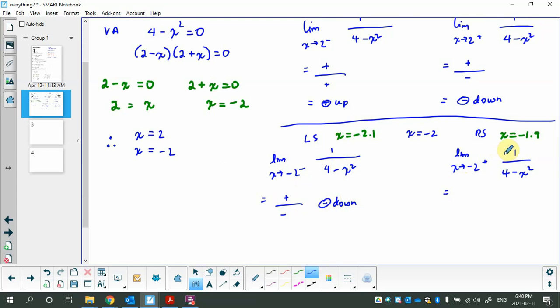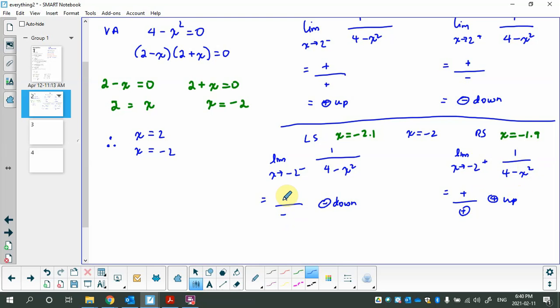And -1.9 in here will give me less than 4. So 4 minus something less than 4 is positive. So that's an up. So there's a lot of scribbling in calculus, which is why you don't always need a calculator for this course.